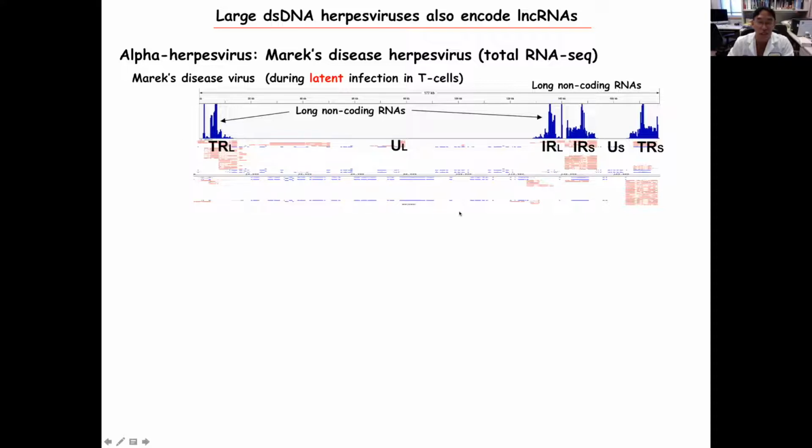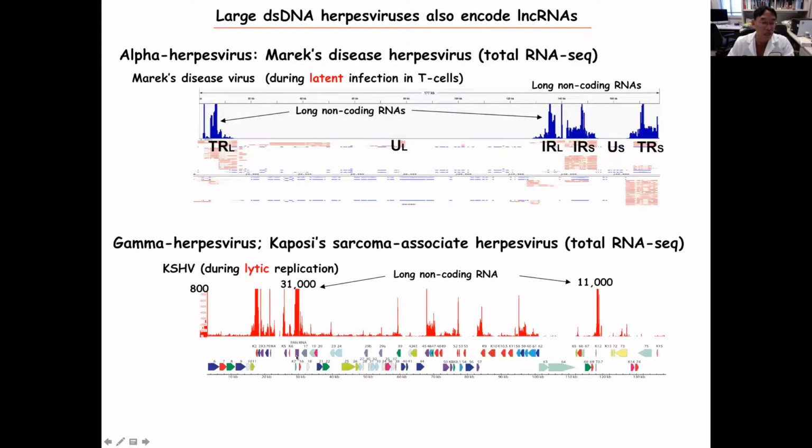Here is showing the chicken alpha herpesvirus, showing that these are the non-coding RNAs expressed from the viral genome. Here is showing the gamma herpesvirus, the Kaposi sarcoma herpesvirus. So during the replication phase, there is a huge amount of non-coding RNA expressed from the KSHV genome.